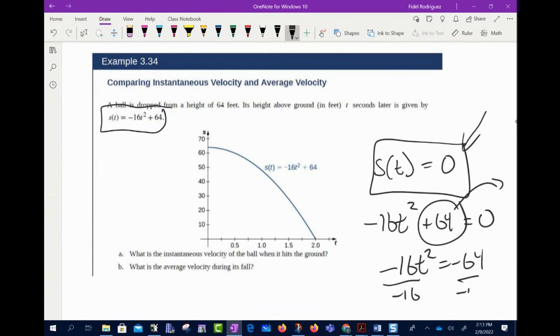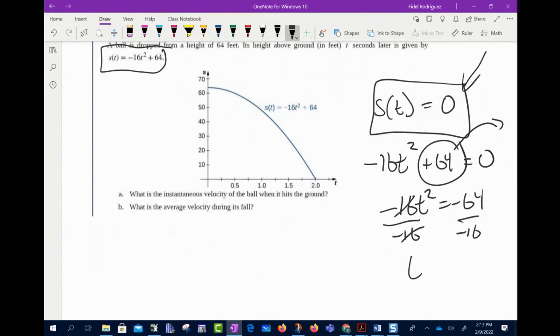Divide by negative 16? Okay. And are you coming up with t squared is equal to, what's negative 64 divided by negative 16? Positive 4, right? Okay. What do we need to do to get rid of the square? Square root it? Okay. So everybody agree t equals 2? Okay. So it's going to hit the ground after 2 seconds.